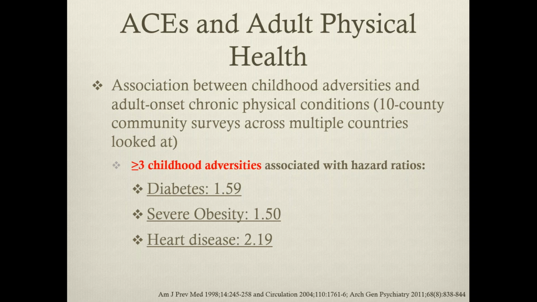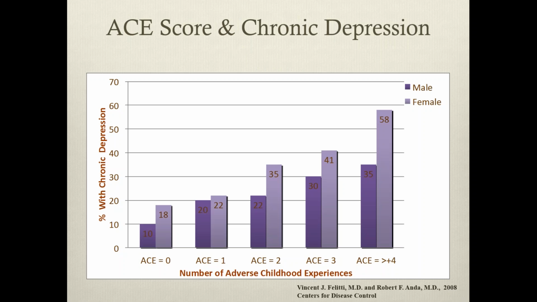You're 1.5 times more likely if you have 3 or more childhood adversities to have diabetes or severe obesity, part of that metabolic disease. And then over 2 times more likely to have heart disease if you've had 3 or more. You can check 3 or more on that list. And again, because we're keeping tabs on mental health in this relationship, there's a similar relationship with chronic depression.